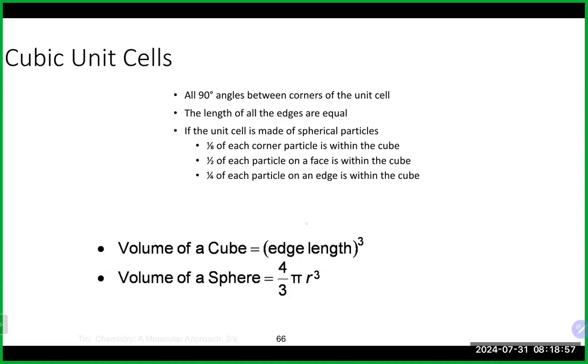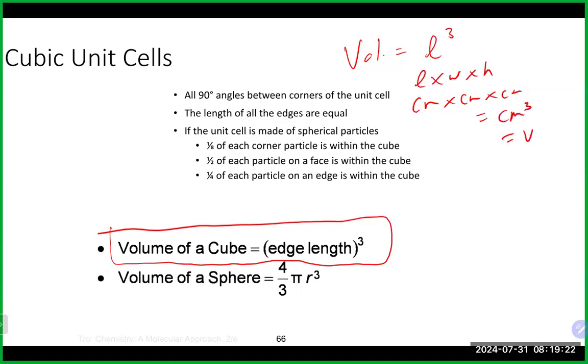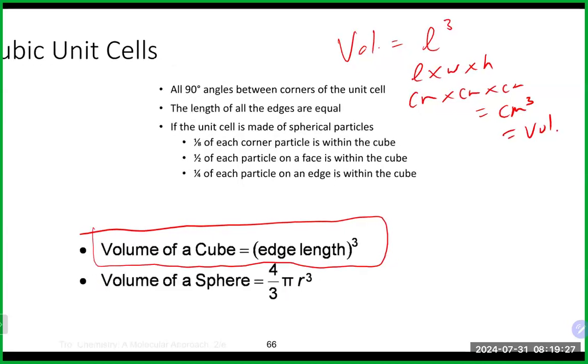For the most part, the volume of a sphere is 4/3 pi r cubed. I would say most of the time, though, since we're using cubic here, the volume of the cell is the edge length cubed. It's equivalent to taking the length times the width times the height, right? Again, if these were all in centimeters, you get cubic centimeters, which is a volume. So that's the idea here when we do this.